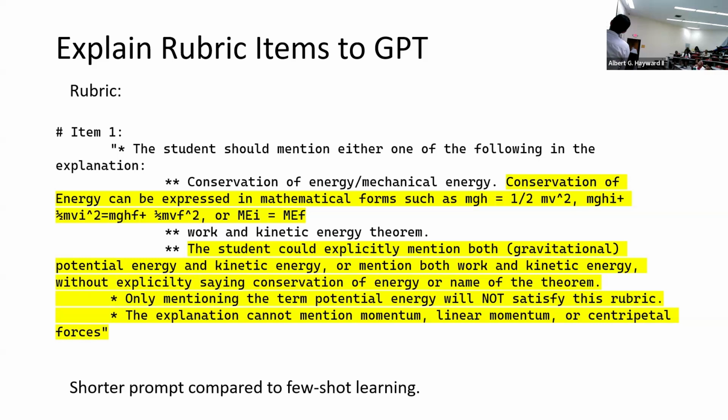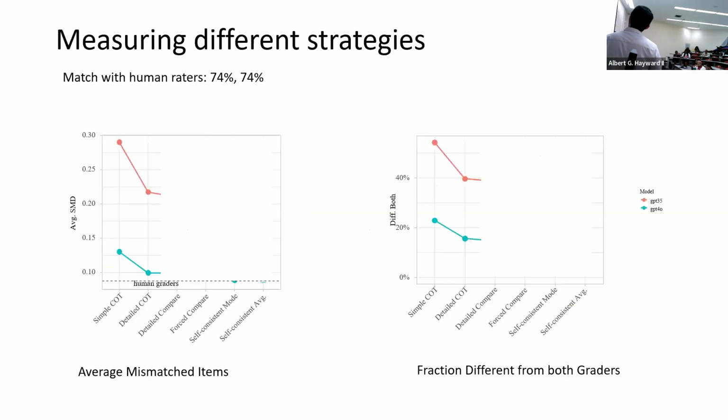Work-kinetic energy theorem. You can explicitly mention that some students will go initial potential energy, final kinetic energy, do all the great reasoning without saying conservation of energy. And GPT was like, no, I was told conservation of energy, wrong. And we have to tell it, that counts, okay? Don't be too strict.